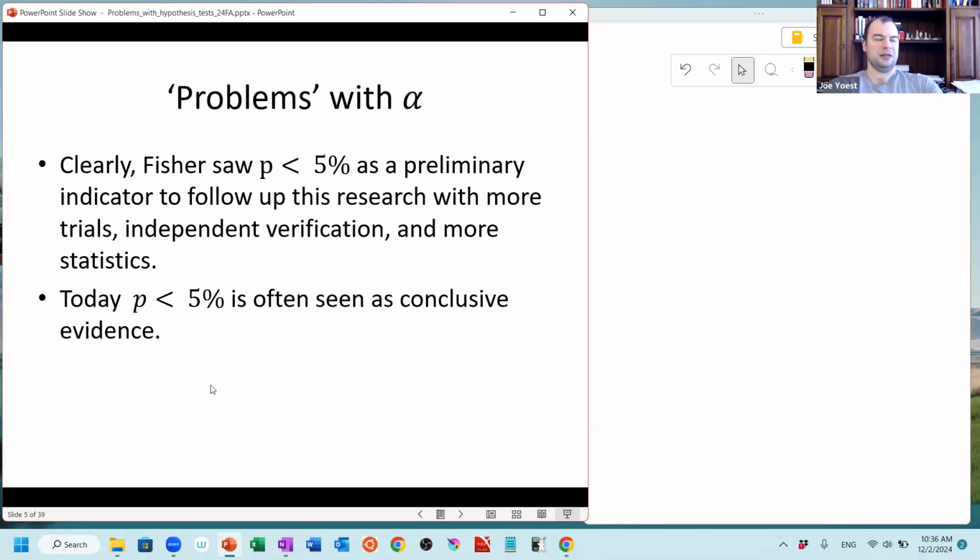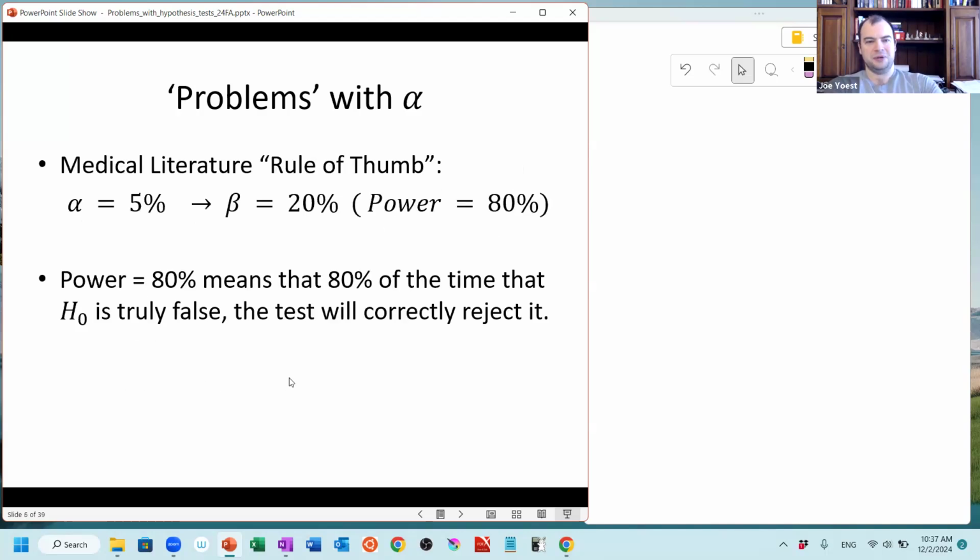But it seems to me, at least the feeling that I get is if you get one journal article with statistical significance, people are like, oh, there's this new discovery, and that's that. And that's the end of the story. So we might want to be a little more cautious.